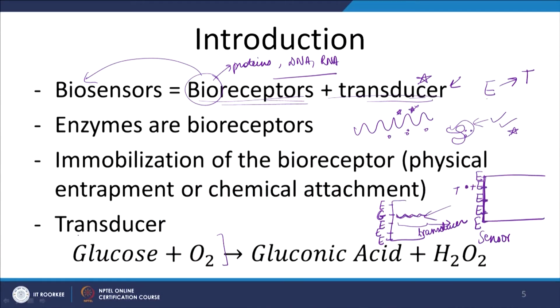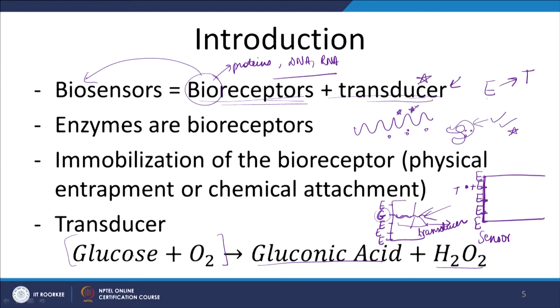An example would be if I am looking at oxidation of glucose. I have glucose and I know there is a reaction with oxygen happening, and I make gluconic acid and hydrogen peroxide. I have three options. Once the reaction has happened, glucose has reacted with oxygen, I have changed the property of this particular enzyme. It has interacted with the target, with the analyte. So now the various properties of this changed conformation of G can be read and can be converted into an electronic signal.